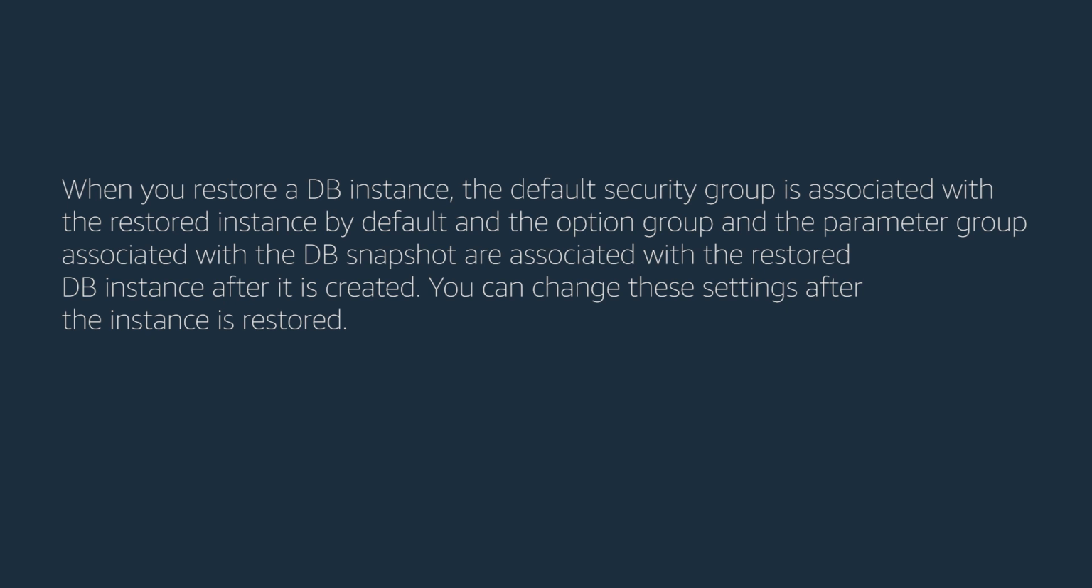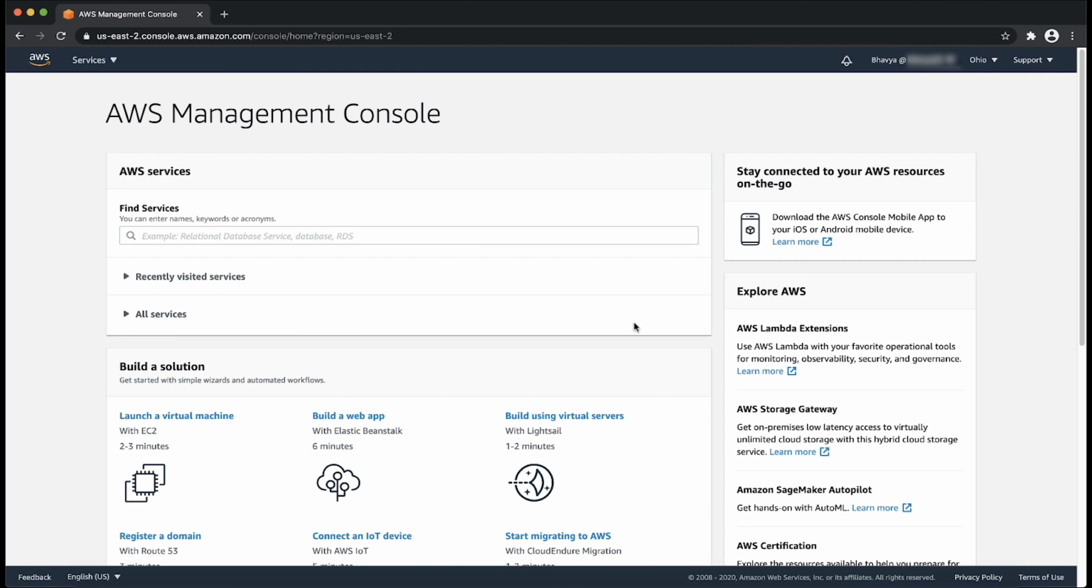When you restore a DB instance, the default security group is associated with the restored instance by default. And the option group and the parameter group associated with the DB snapshot are associated with the restored DB instance after it is created. You can change these settings after the instance is restored. Let's go through the process of restoring a snapshot.